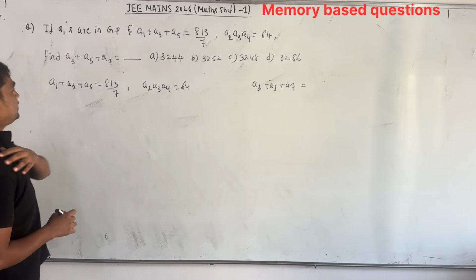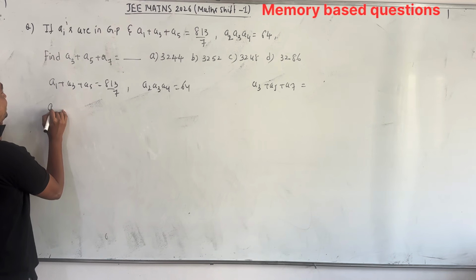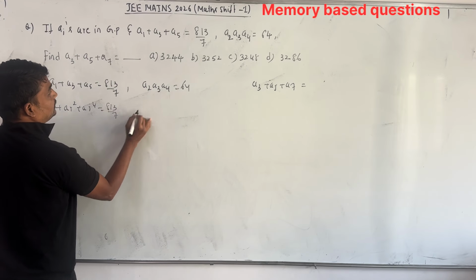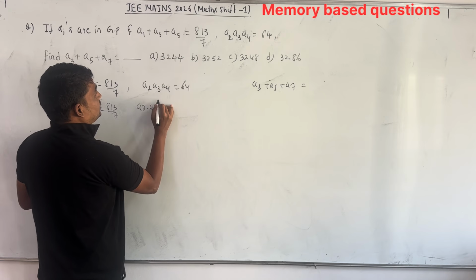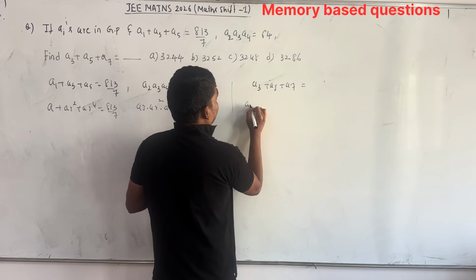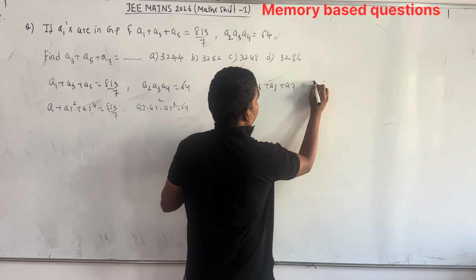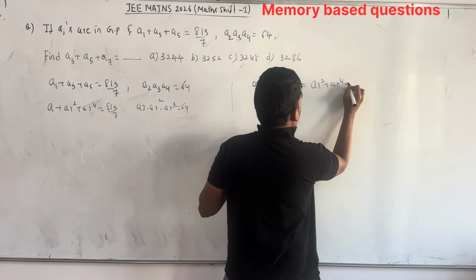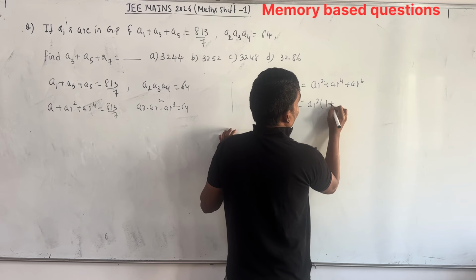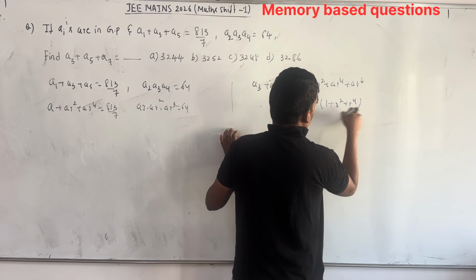So if you write down all the equations in the general form, we know that A1 is A, A3 equals AR square, A5 is AR power 4, and the sum is 813 by 7. Then A2 is AR, A3 is AR square, A4 is AR cube, and the product equals 64. From here, A3 plus A4 plus A5 plus A7 gives AR square plus AR square plus AR power 4 plus AR power 6. If we take AR square common, what do we get here? 1 plus R square plus R power 4.